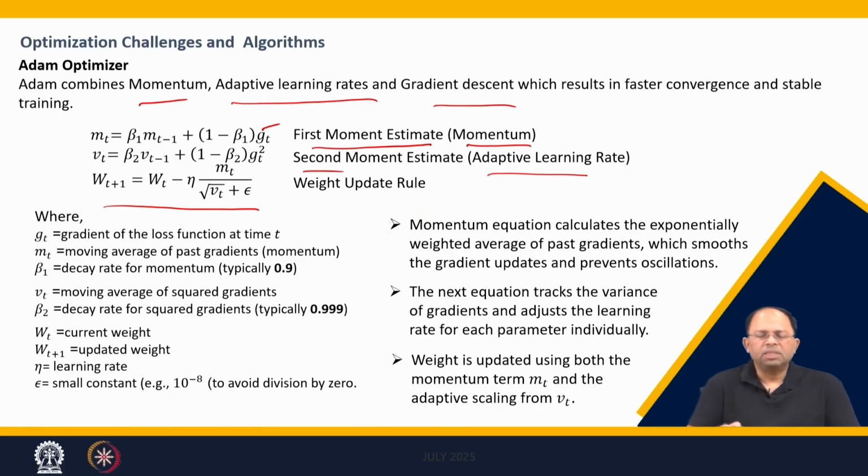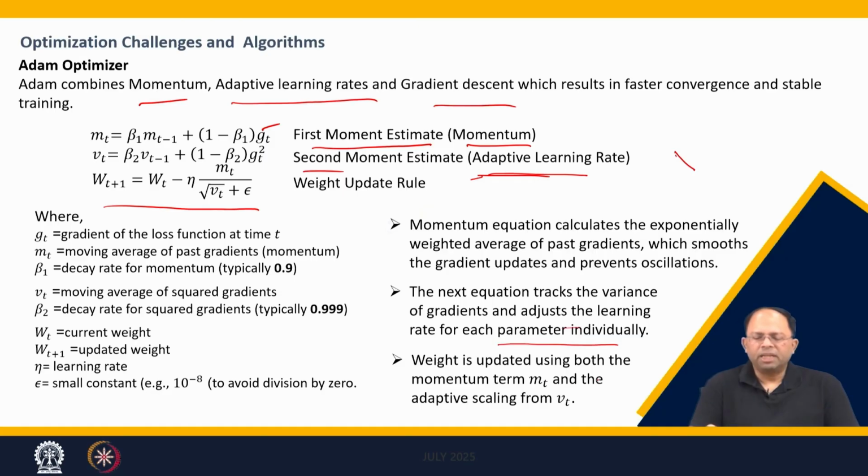The momentum equation calculates the exponentially weighted average of past gradients, which smooths the gradient updates and prevents oscillation. That means if the value is increasing, we will keep on moving in that direction. If it is decreasing, then sudden oscillations could be normalized or prevented to a certain extent. The next equation, the adaptive learning rate, tracks the variance of gradients and adjusts the learning rate for each parameter individually.